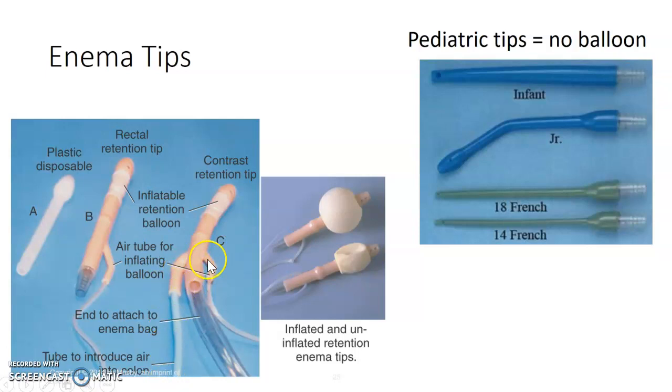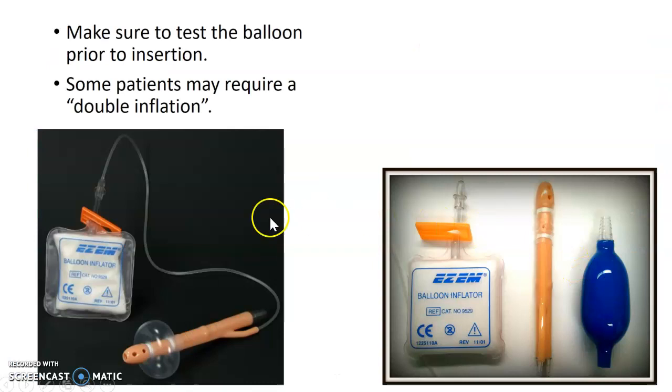This is for inflating a balloon, pumping it up: inflated, uninflated. And these are pediatric tips. They have no balloon. Sometimes we use these on adults that have had previous surgeries or concerns with rectal areas, so they will do no balloon on some of those patients. They may ask you for a pediatric tip, depending on size, or straight or bent. I always test my balloon prior to placing it in the patient, just to make sure it works.